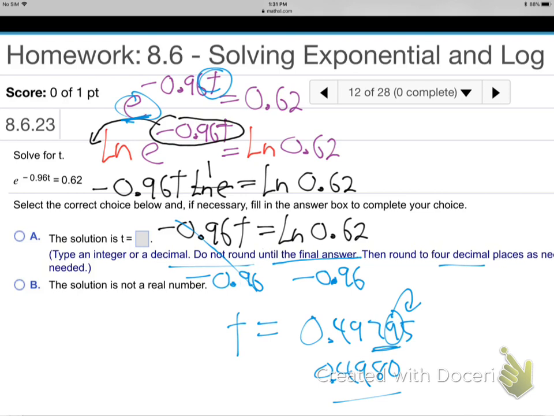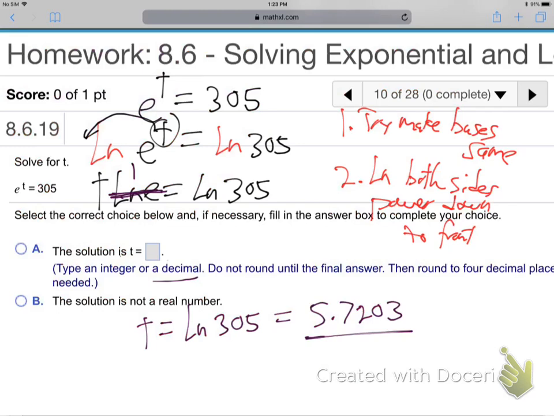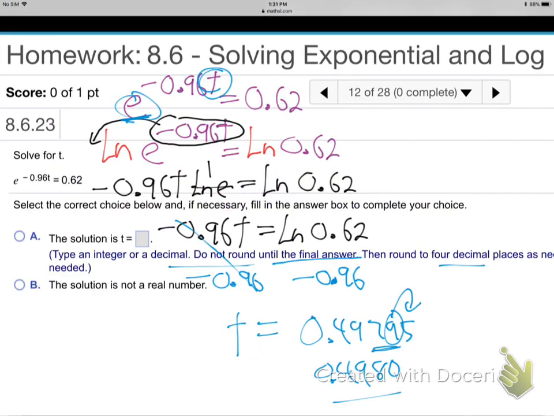Negative or positive in the power, either way. Because we had one a minute ago, didn't we, that had a positive? See this first one here? That was a positive T in the power, and we still did the ln thing. It doesn't have to be negative. Okay.